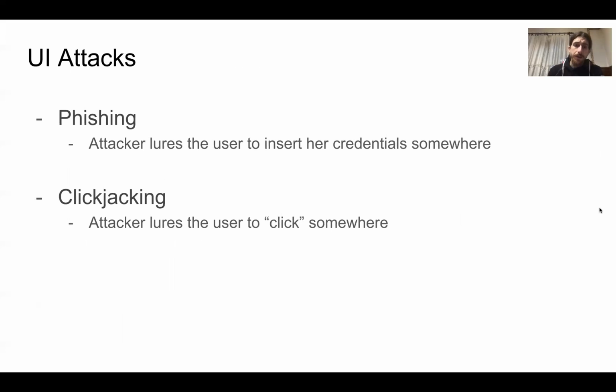So I have two categories of attacks that I want to show you. The first one is phishing, and the second one is clickjacking. Phishing, we already touched a bit on this. In phishing, an attacker lures the user to insert their credentials somewhere. So it could be credentials, username and password, it could be credit card information, and things like this. And again, the idea is that the attacker wants to trick the user into inserting these credentials somewhere that is under the control of the attacker, so that the attacker now learns what the username and password is, for example, for your Gmail account.